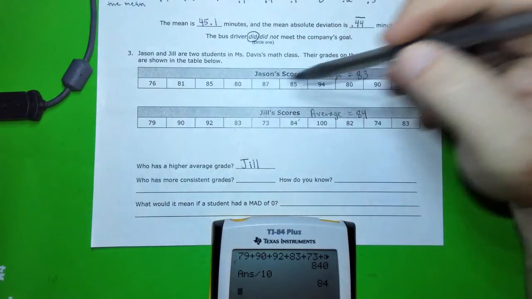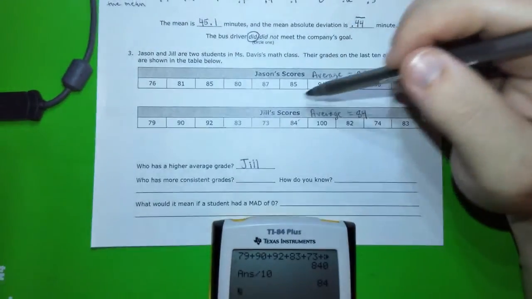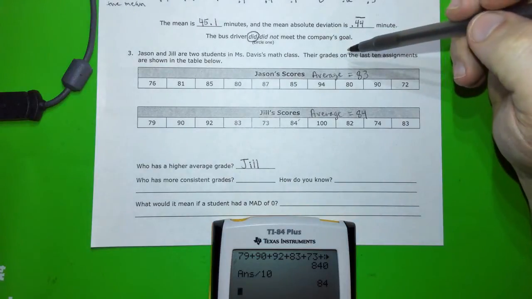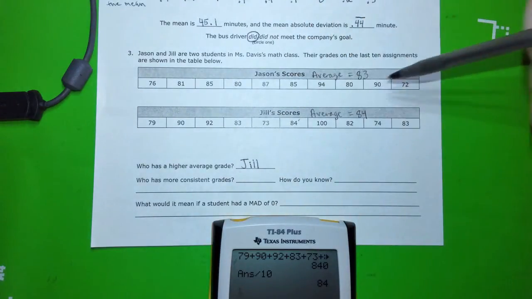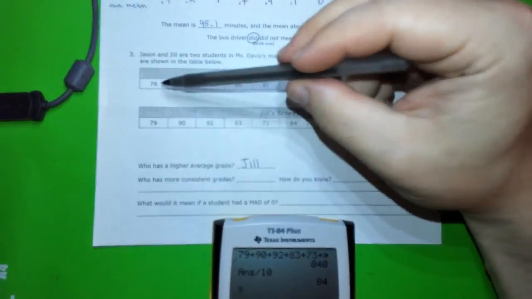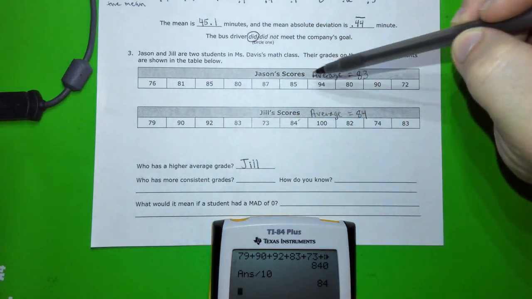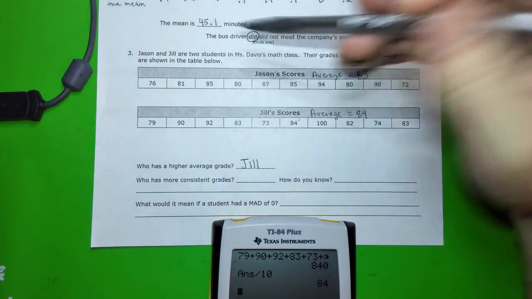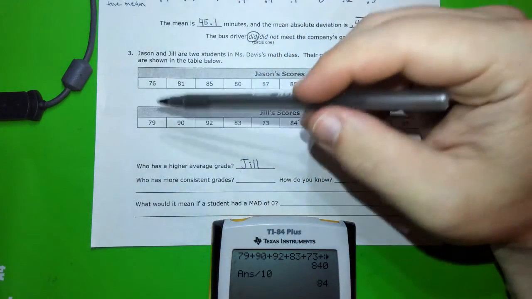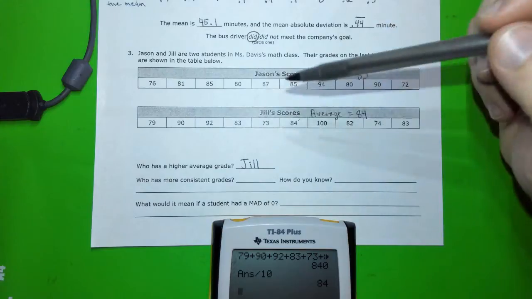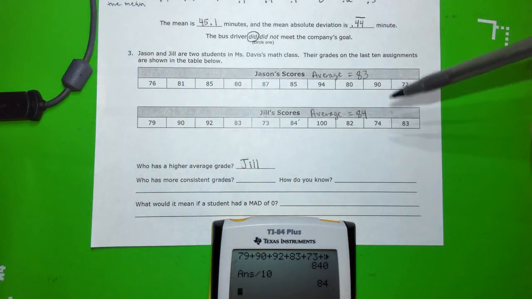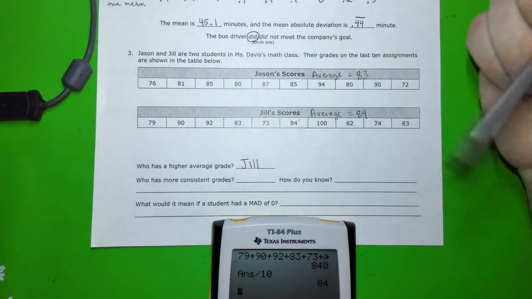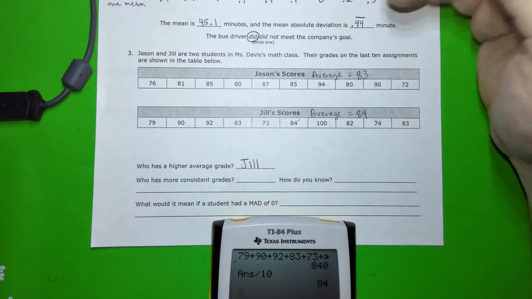And if you just look at the data, I'm going to bet that Jason's scores are a little bit more consistent than Jill's, because if you look at Jason's, they seem to be a little bit closer together, right? You got a lot of B's, maybe one A, a couple of C's here, maybe a D, but Jill's scores are kind of all over the place, right? You've got C's, A's, B's, you got 100. It looks to me like these numbers are a little bit more spread out, but the only way to be for sure is to find the mean absolute deviation.